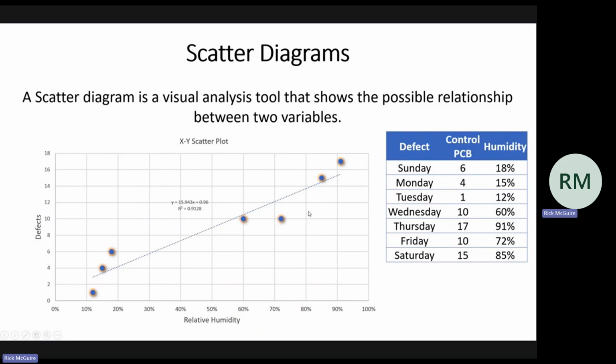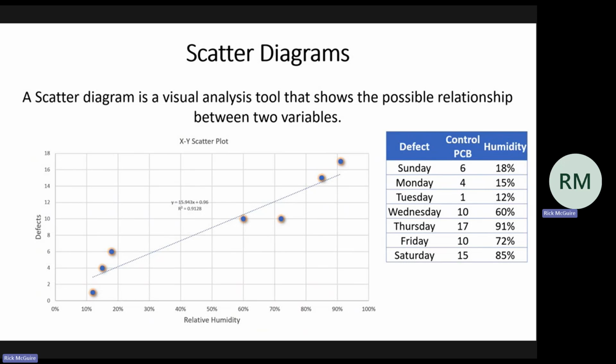Now, it's really important when you're looking at a scatter diagram not to assume that this relationship is a causal relationship, right? There's this really important concept that you can have correlation without causation. 2 parameters or 2 variables can correlate without having a cause and effect relationship.